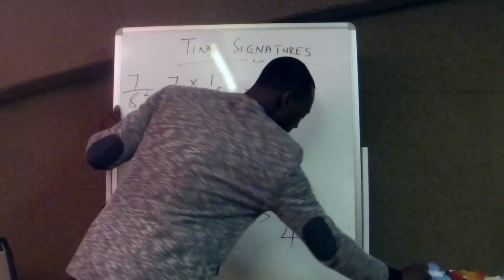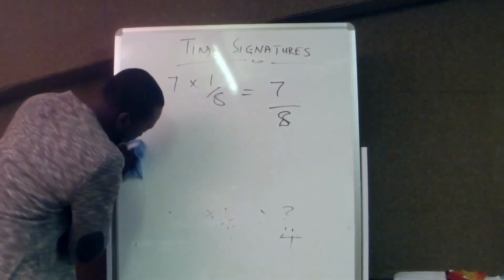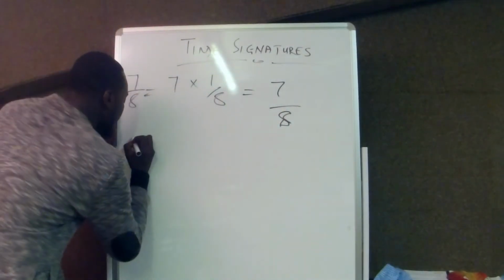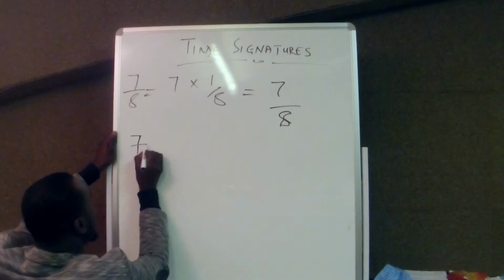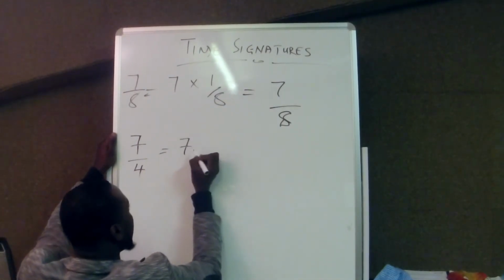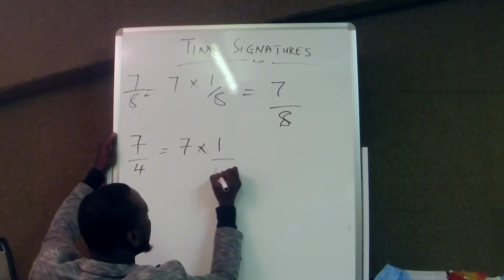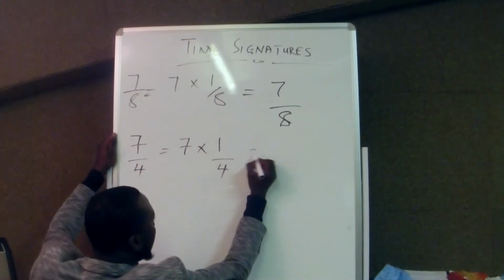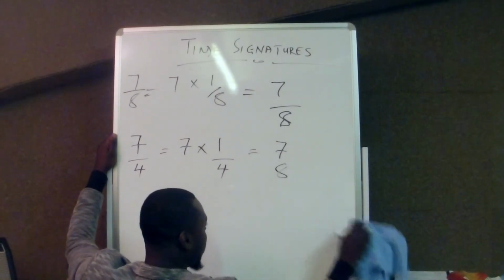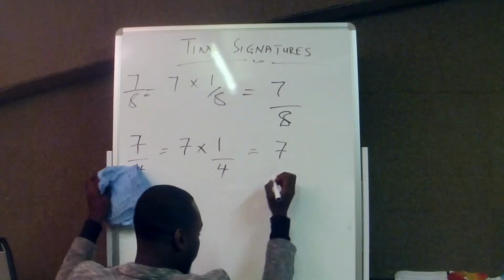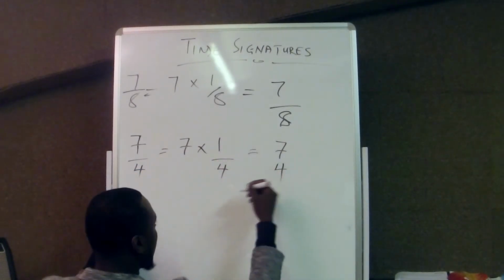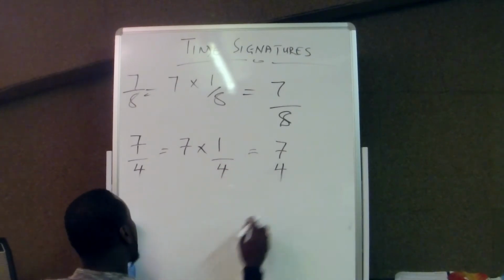If someone comes to you and says 7/4, you should still be able to do it. 7/4 means that you have 7 quarter notes in every bar. Hence you have 7/4. 7 lots of quarter notes in every bar.